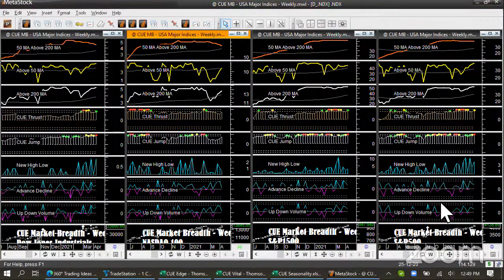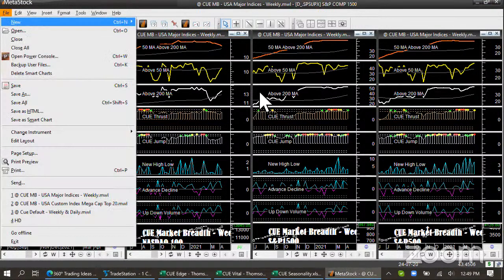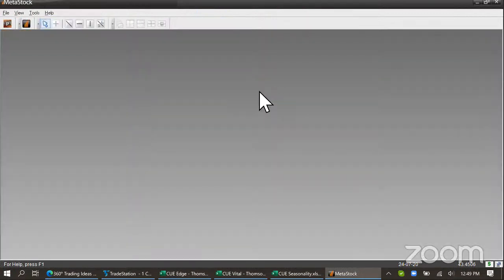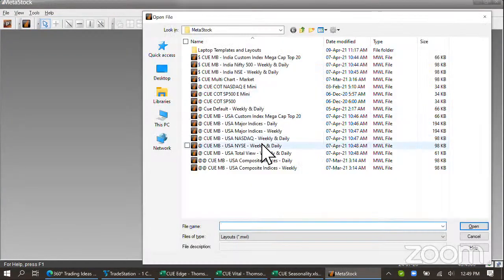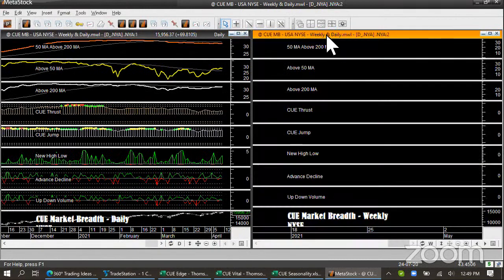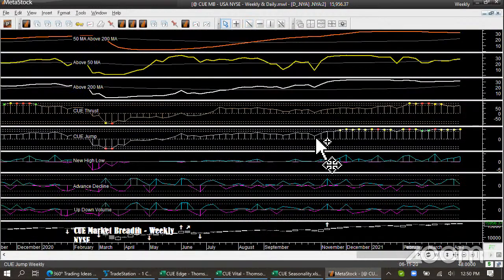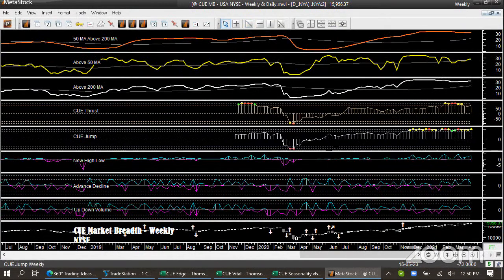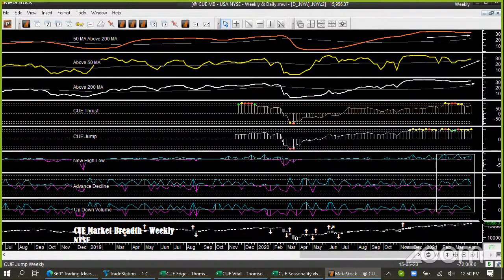Now let's look at the whole market. Look at it using the Nasdaq as a whole and NYSE as a whole. Let's look at NYSE first. Let's look at the weekly picture. Here also the percentage MA calculations are all above the average lines. New high low, advanced decline, up down volume are also bullish for NYSE as a whole.